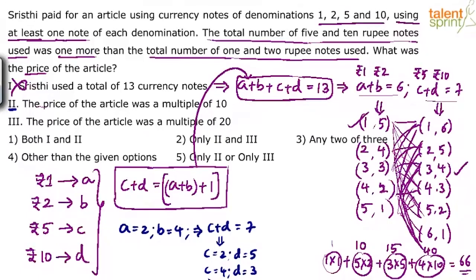Then we can also take C equals 6 and D equals 1. You understand? So multiple solutions are there. C equals 4, D equals 3, or C equals 6 and D equals 1. So what happens? 2 rupees into 1, 2, 4 rupees into 2, 8, 2 rupees into 5, 10, and 10 rupees into 5, 50. See, this is giving a multiple of 10.